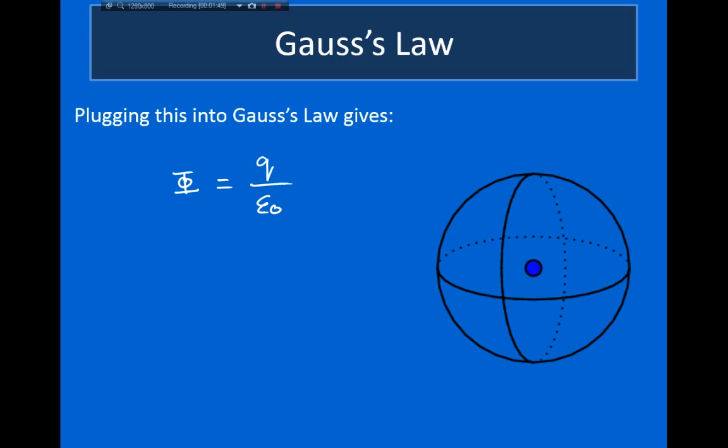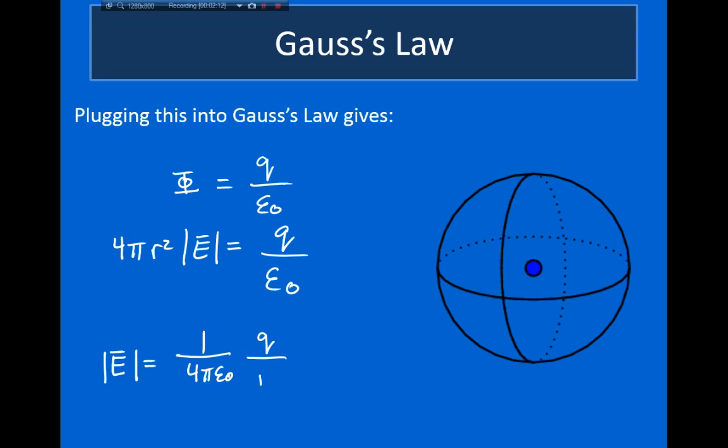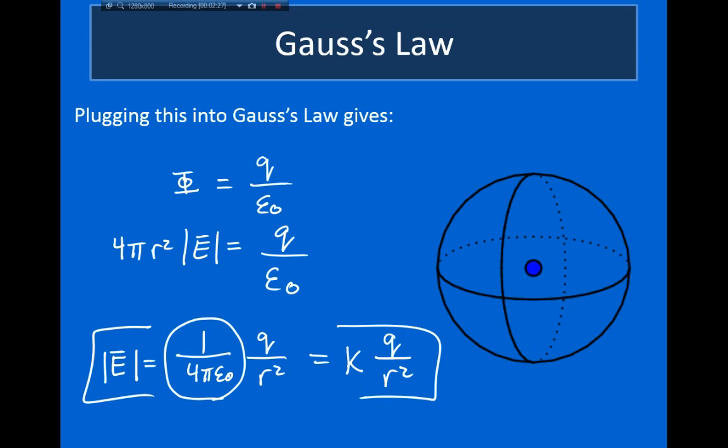And we said that the flux was equal to the magnitude of the electric field times 4 pi r squared. So we have 4 pi r squared times the magnitude of the electric field is equal to the charge enclosed divided by the permittivity of free space. And if I solve for the magnitude of the electric field, I see that this is equal to 1 over 4 pi epsilon naught times q over r squared. And as I mentioned before, this number, 1 over 4 pi epsilon naught, is equal to k. So this is equal to kq over r squared. So we see that we do indeed get the same formula using Gauss's law.